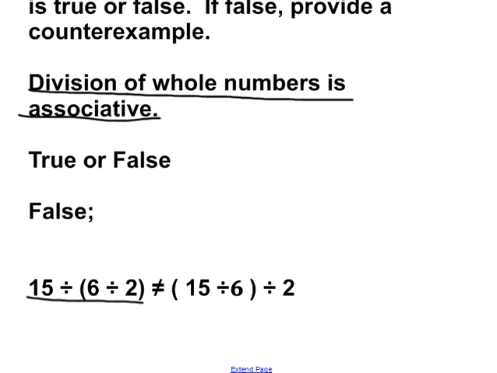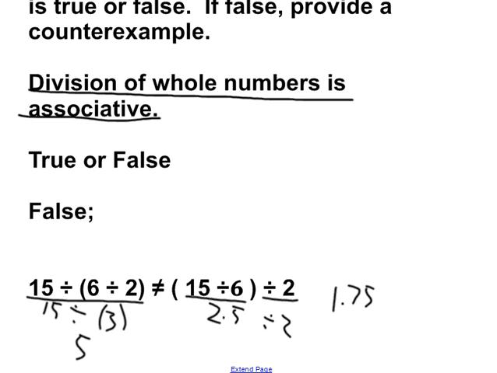15 divided by 6 divided by 2. Is that the same thing as saying 15 divided by 6 and then divided by 2? Well, if I work this out, I've got 6 divided by 2 is 3. So 15 divided by 3 is 5. If I take 15 divided by 6, I'm going to get 2.5. If I take that and divide it by 2, I'm going to get 1.75. Since these two numbers are not the same, this is false, and the idea of the proposed rule is false.